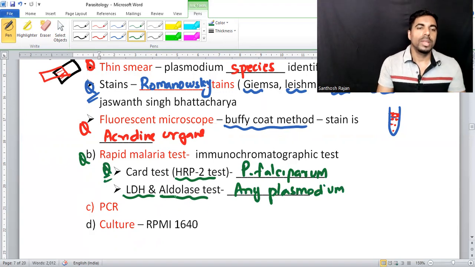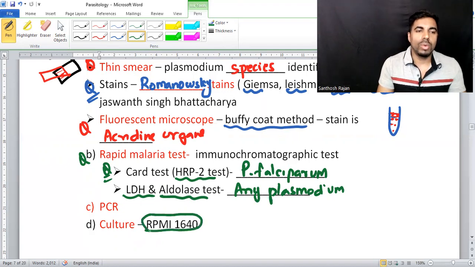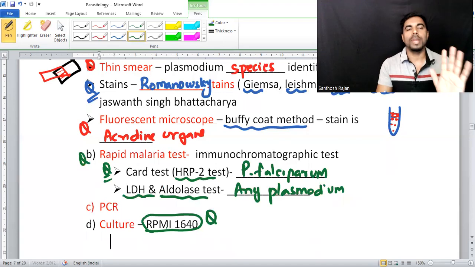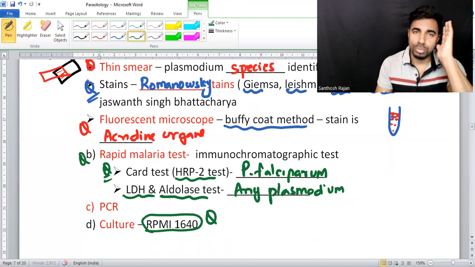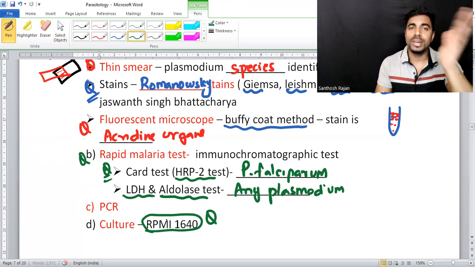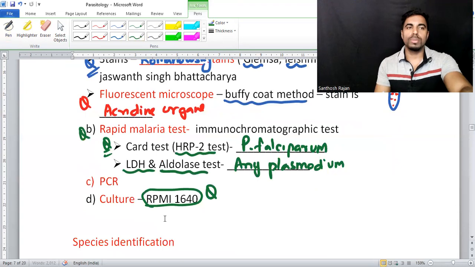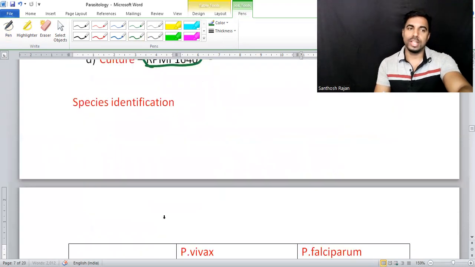Okay, now PCR is PCR. And culture may be RPMI 1640, this question can be asked. They might ask this. Basically, Roswell Park Memorial Institute, you don't need to remember the complete name, just RPMI. RPMI culture is rare, it's for research purposes. We don't usually do it. The most common thing for malaria we are doing is smear. Thick smear, thin smear. That's it. And fluorescent microscope, recently popular. And rapid test. That's it.